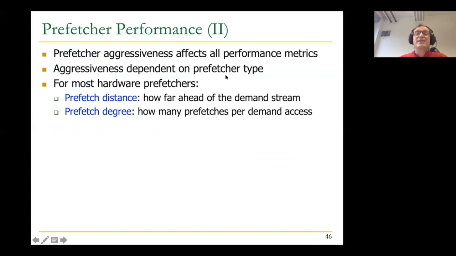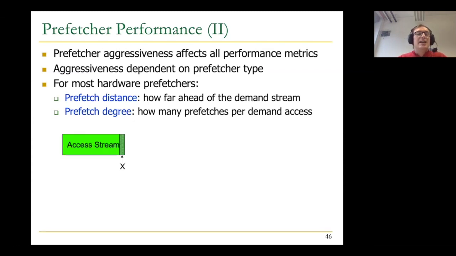So prefetcher aggressiveness affects all performance metrics. Aggressiveness depends on the prefetcher type. For most hardware prefetchers, you have two things that determine the aggressiveness. One is prefetch distance, how far ahead of the demand stream you are, and the other is prefetch degree, how many prefetches per demand access you're generating. And we've discussed both of these implicitly, at least, when we talked about the locality-based prefetcher. The tracking window, for example, determines how far ahead of the demand stream you can get. Prefetch degree is how many prefetches you're sending per demand access that you get into the tracking window. Both of these could be configurable depending on how aggressive you want to make the prefetcher.